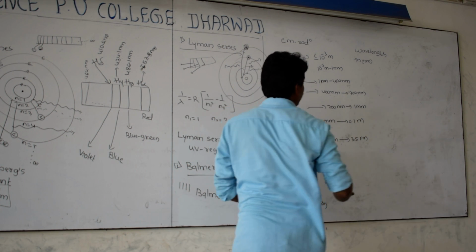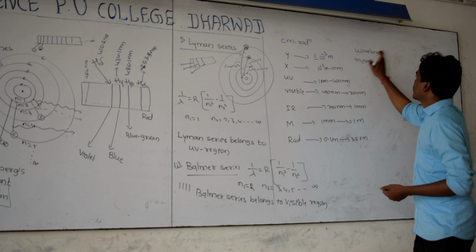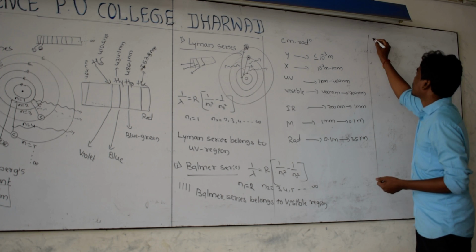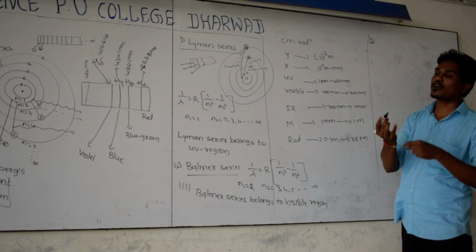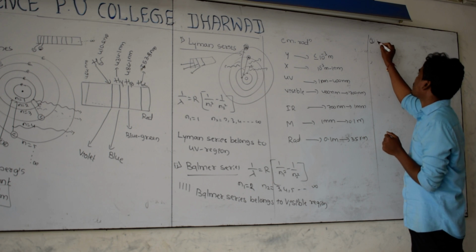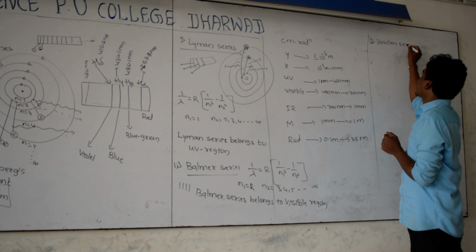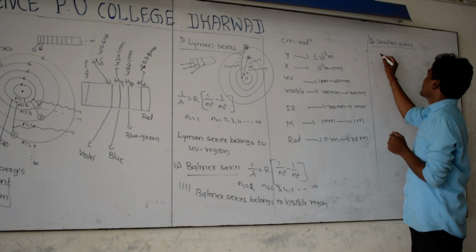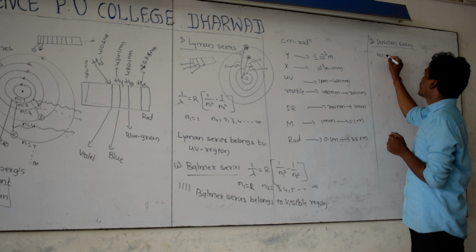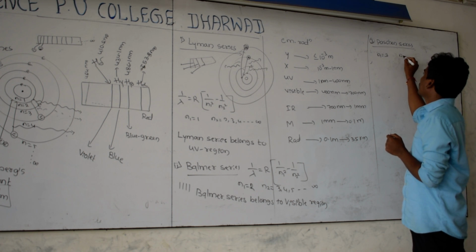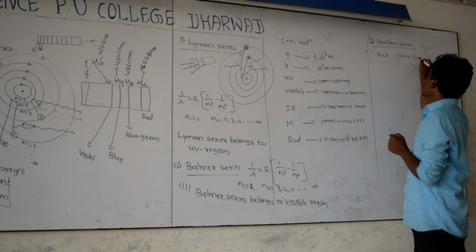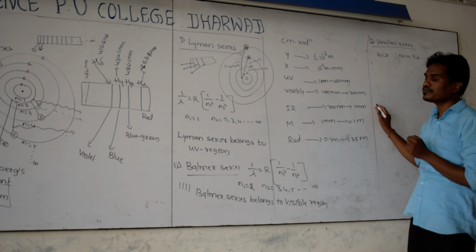And like this, the next, third spectral series is found out by the scientist called Paschen, the Paschen series. Here n1 is equal to 3, n2 is equal to 4, 5, 6, and so on up to infinity.